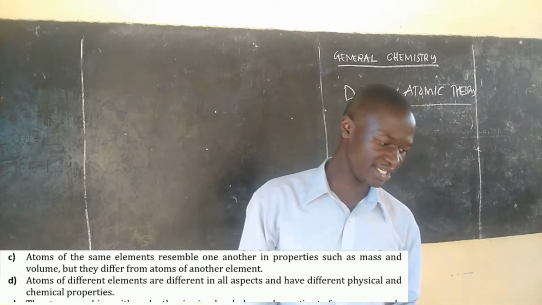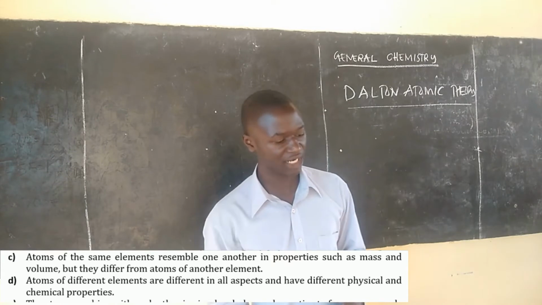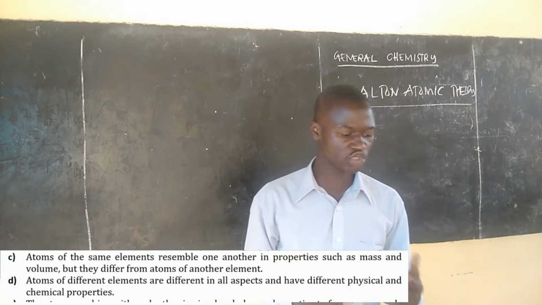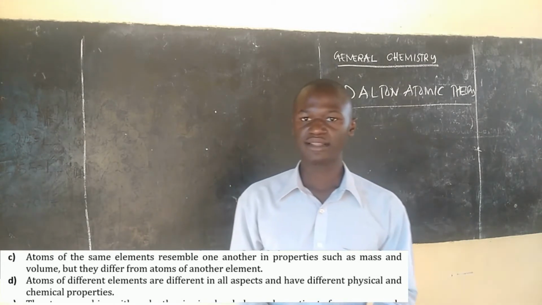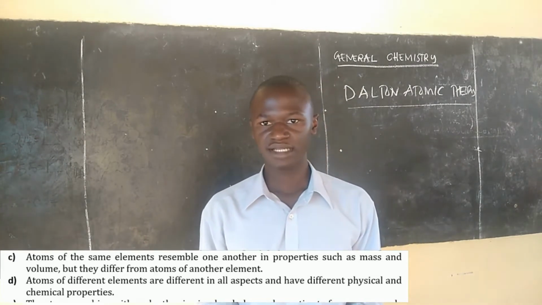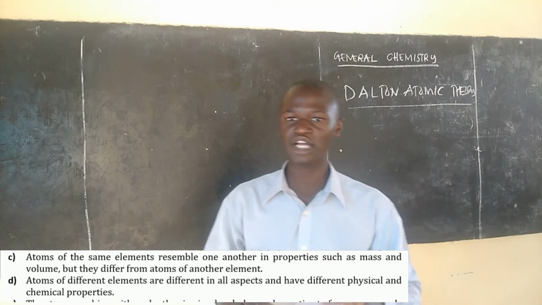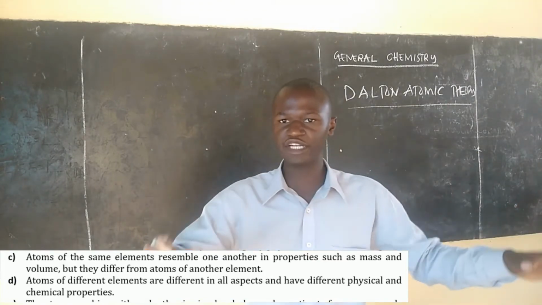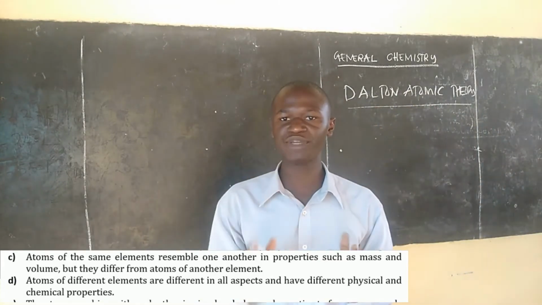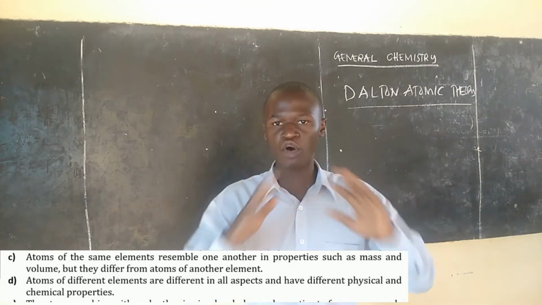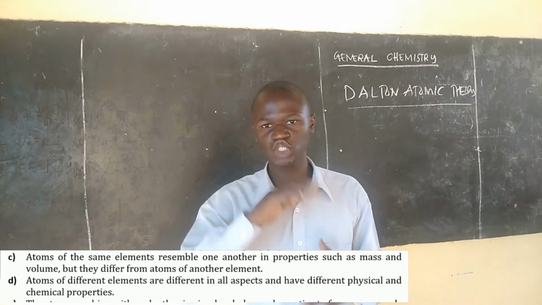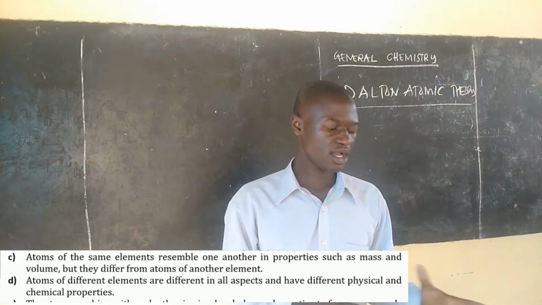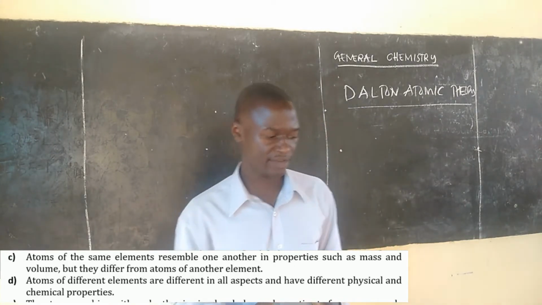But the fourth idea is that atoms of different elements are different in all aspects and have different physical and chemical properties. That the atoms of different elements, let's say you have two different elements, the atoms, they will have different properties, from atomic numbers, atomic mass, volumes of the atoms, then reactions, physical properties of these atoms. According to Dalton, he said they are different.